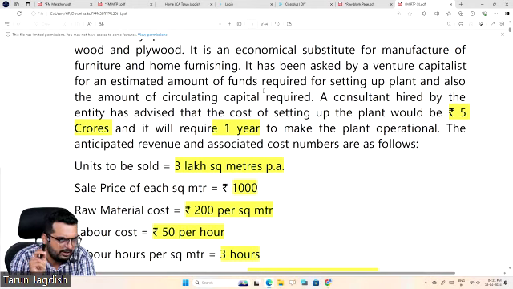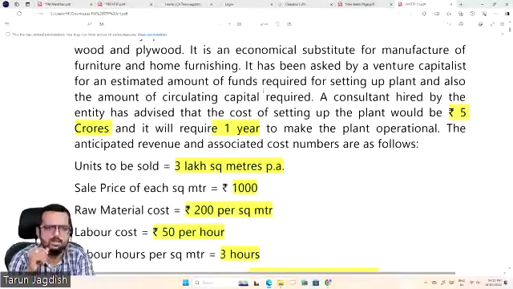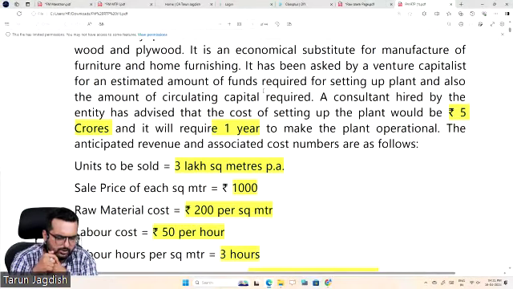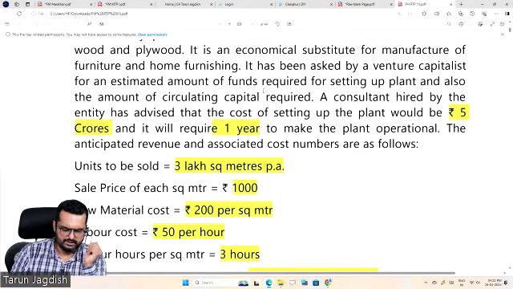So that's the first number. Can we write down that in our basic data? Write down point number A, investment. All right. So what is the value of investment you get over there? 5 crore. Point number B, life. What is the life they have given over here? 1 year. Write down 1 year. Life, 1 year.